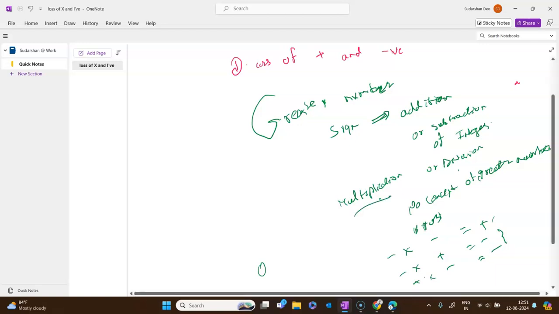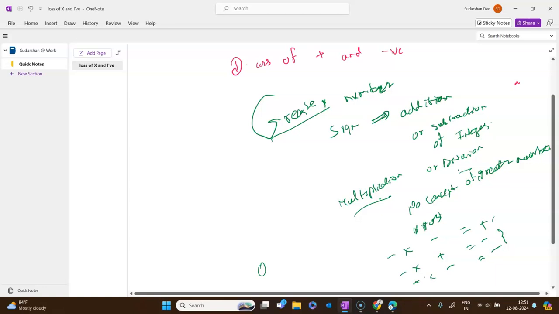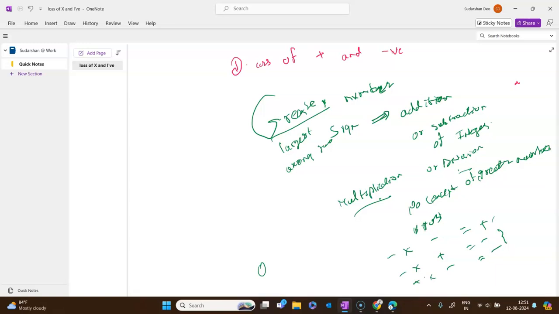This is the concept with multiplication and division. Here only we will be doing subtraction or addition, giving the sign of the largest number. Greater number sign means largest number sign. You can say the number which is largest among the two numbers. Okay, getting clear? Another concept? Okay, thank you.